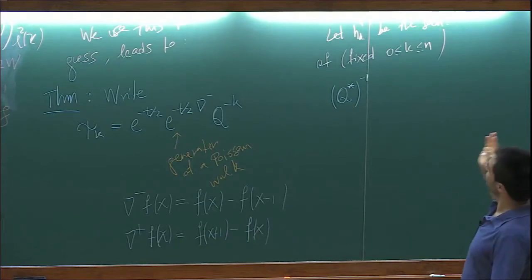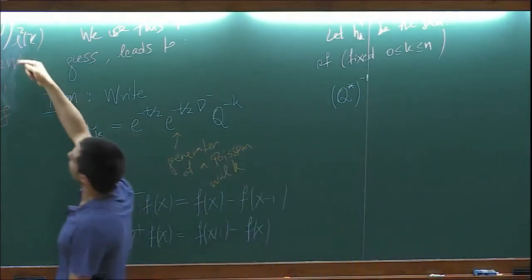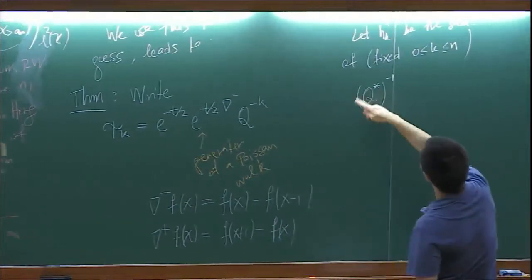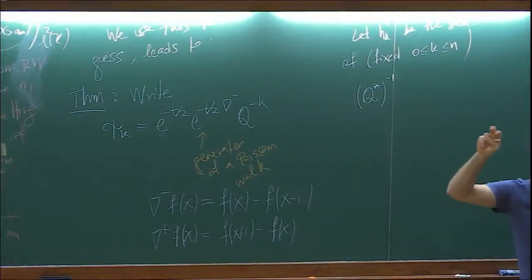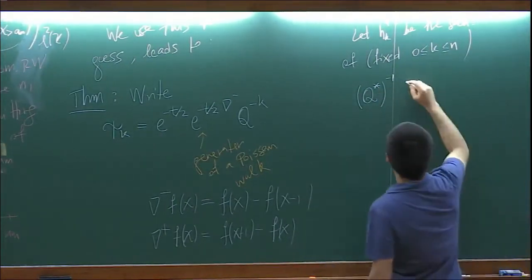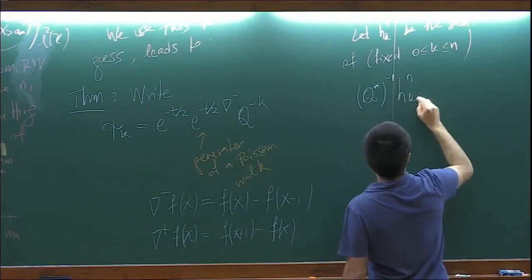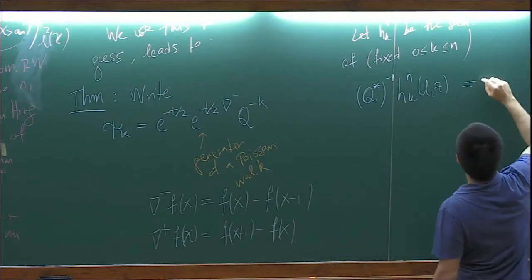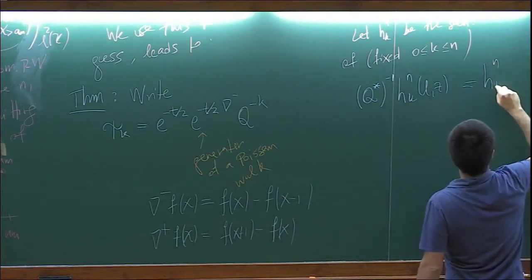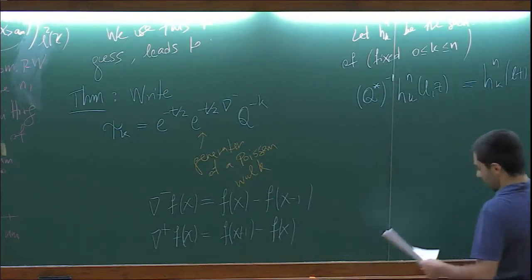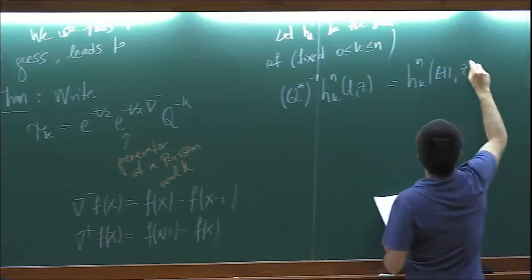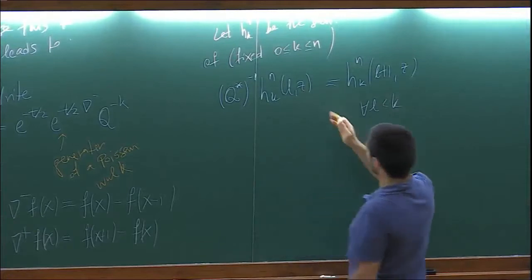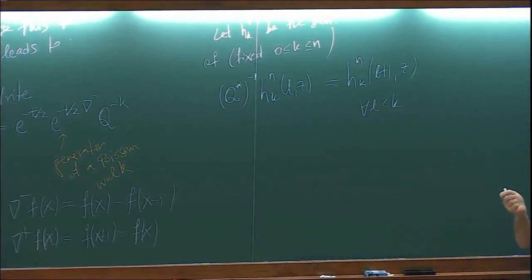I have to, this is just for technical reasons, I have to solve it in that direction, not in this direction, but it doesn't make any difference. So think of this as the inverse of the heat kernel. It's a discrete heat kernel, applied to h, n, k, l, z. And what this should give me is h, n, k, l plus 1 of z. And this is for all l less than k. So this is sort of the heat equation part.